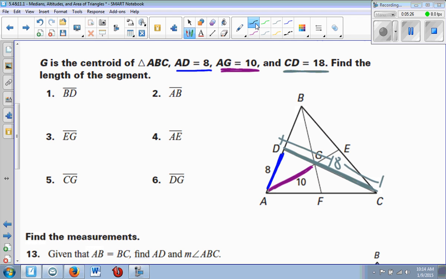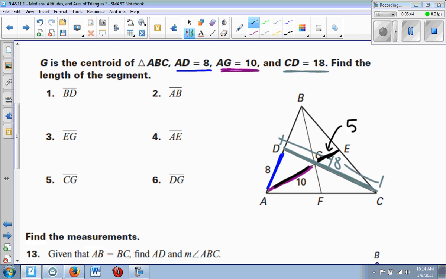So for example, this purple piece here is 10. That's the large chunk of the median. So if I want this upper piece, that's the smaller part, we said above that it would be exactly half of that. So from G to E is going to be a value of 5.